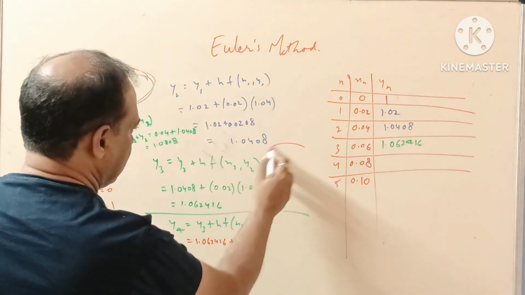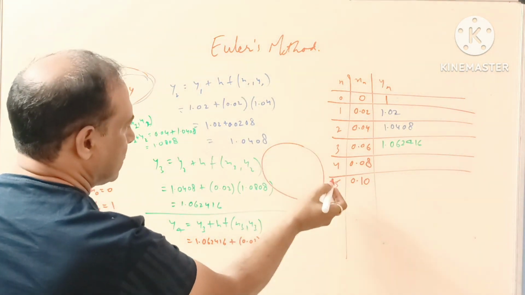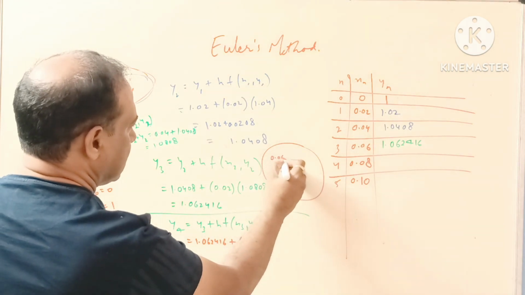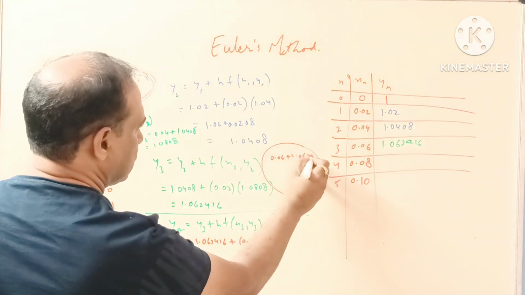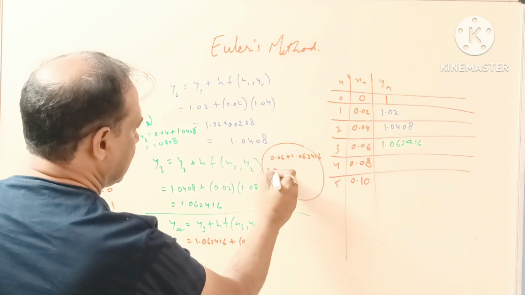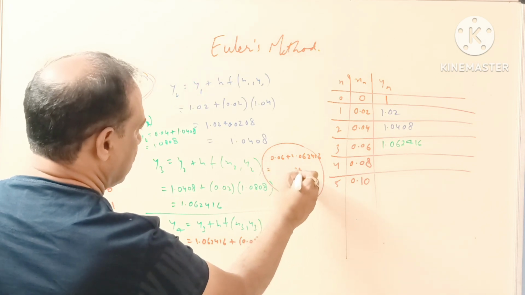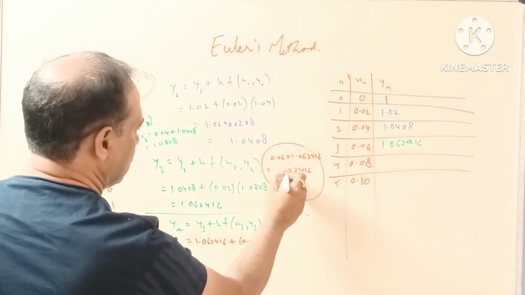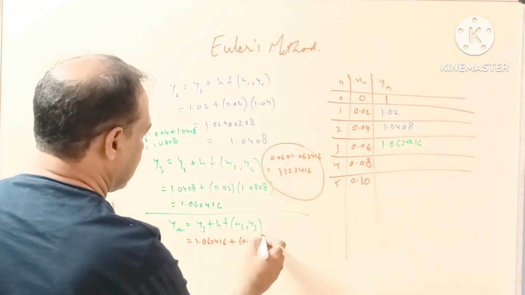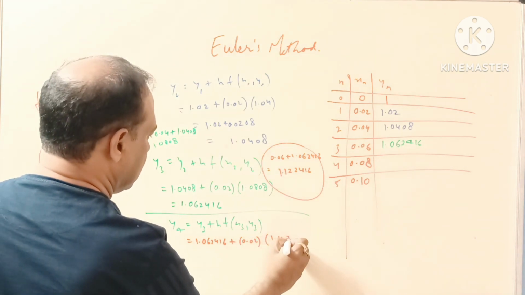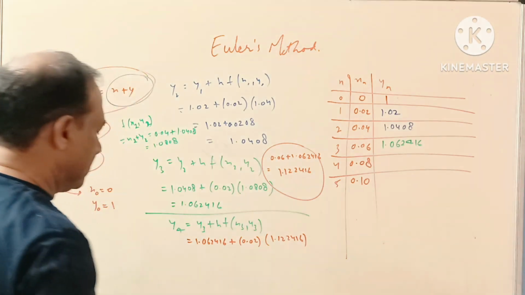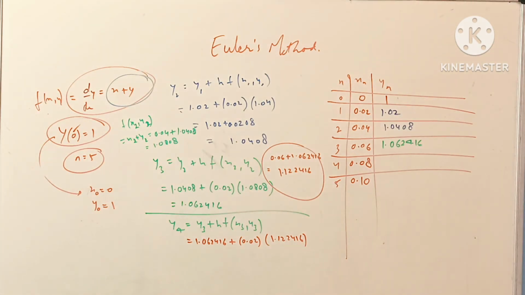Now here the value of x3 plus y3 is: x3 is 0.06 plus 1.062416, and if you add them you will have 1.122416. Okay, now just use the GDC to solve this.